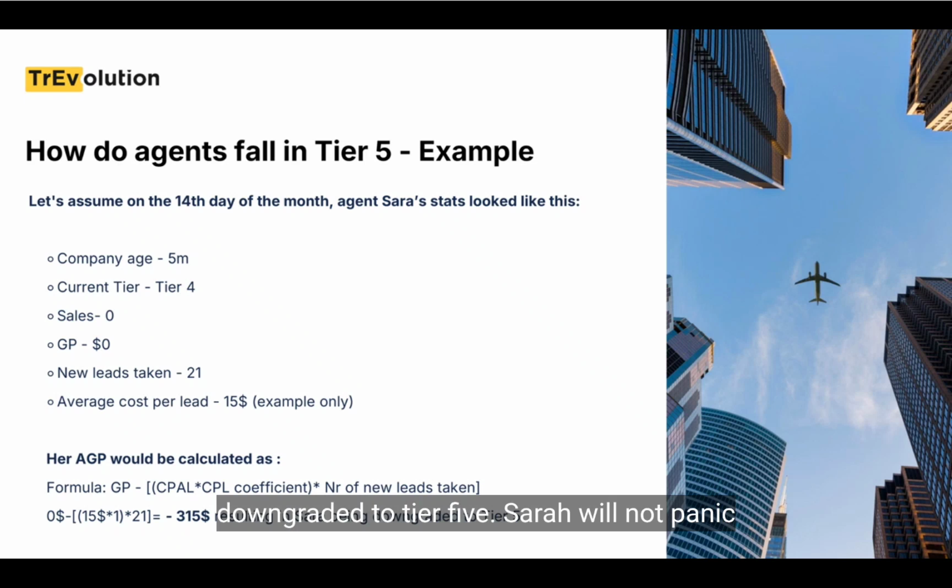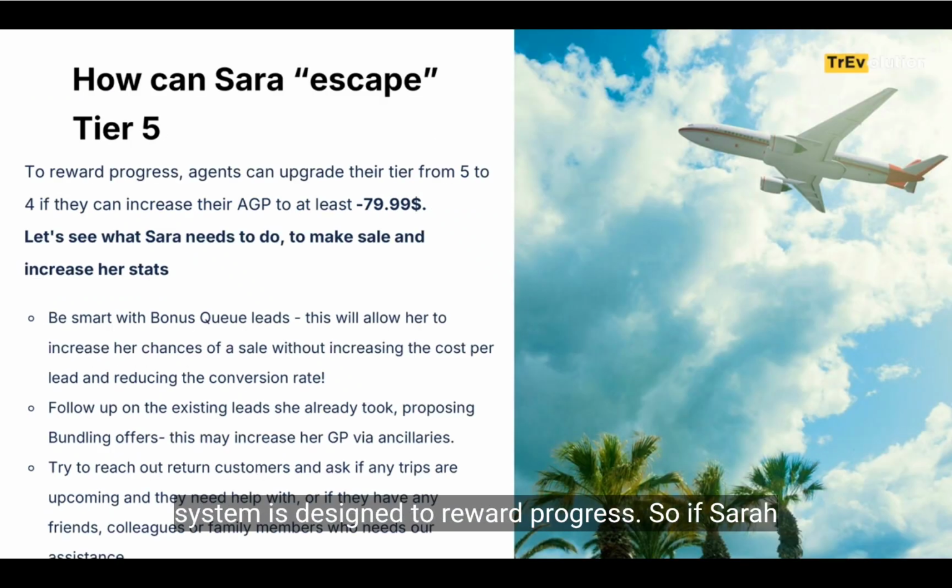Sarah will not panic, though. She knows that if she makes a minimum GP, she can be moved into Tier 4 and turn her performance around even on the next day. The system is designed to reward progress, so if Sarah, or any agent in Tier 5, can increase their AGP to higher than minus $79.99, then they can be promoted to Tier 4 on a daily basis.